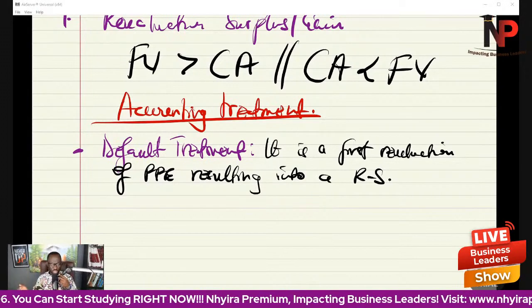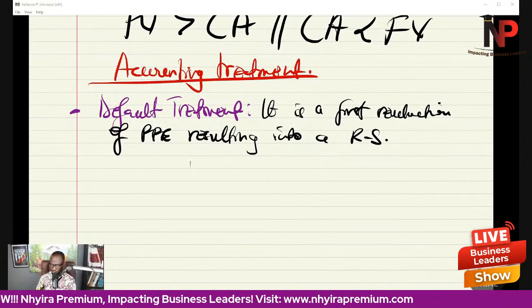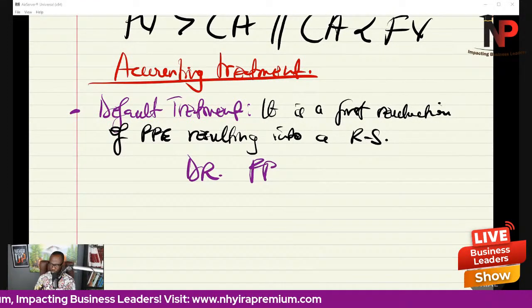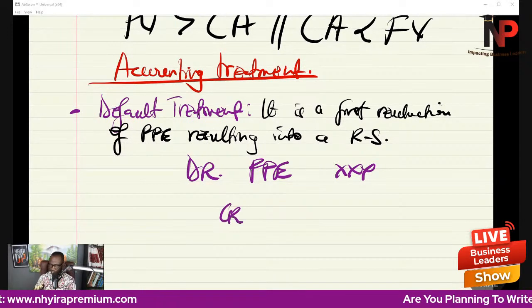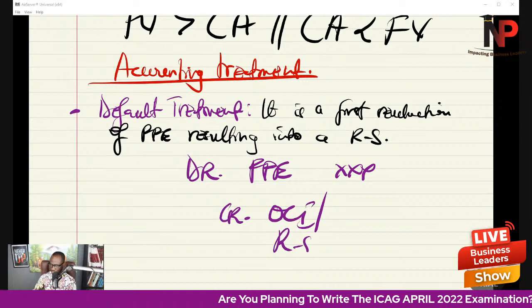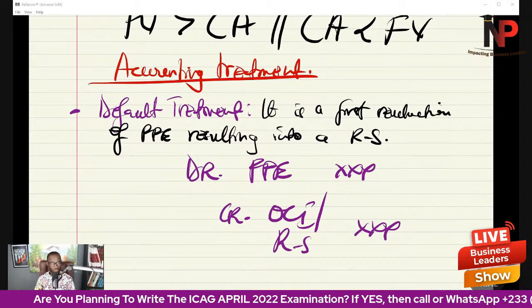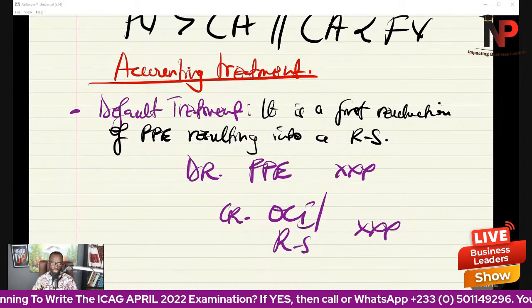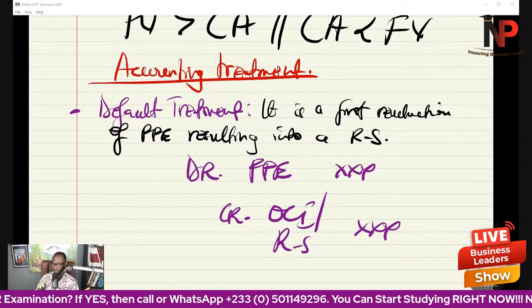Now, the default treatment for a revaluation surplus is that, because it's a revaluation surplus, the journal entry is that we're going to be debiting property, plant, and equipment because the asset value must go up. And then we credit other comprehensive income, the revaluation surplus account in that particular case. Okay, that is the default treatment. No worries, no headache, no nothing.